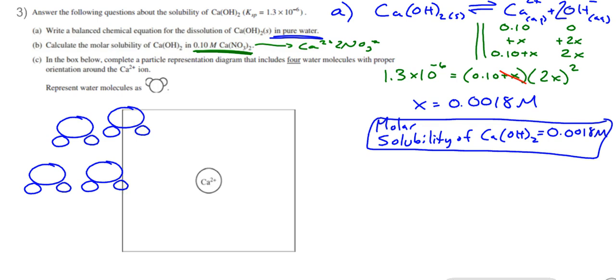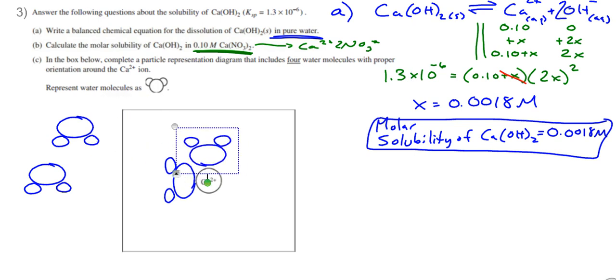What's the key to this? Water surrounds ions. Ions and salts are soluble because water and ions can interact because of the charges. So if I have a positive ion, what do I want with the water? I want the negative, and the negative will be the big one, the oxygen, pointing towards it.